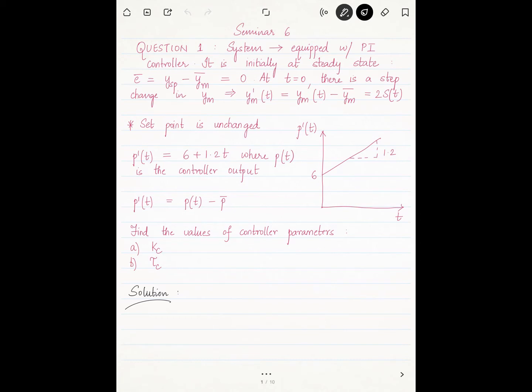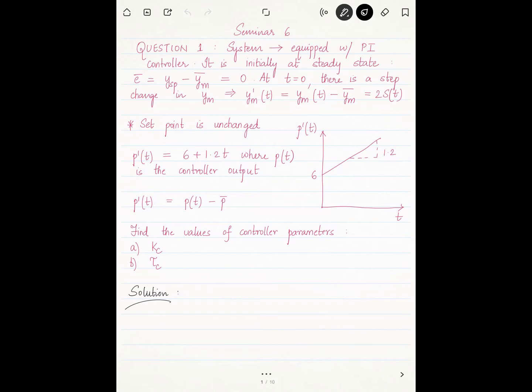Let us start with question 1 of seminar 6. In this question, we are given a system that is equipped with a PI controller, that is a proportional integral controller. And we are told that the system is initially at steady state and that the error at steady state is equal to 0. And at time t equals 0, there is a step change in the measured variable. And the measured variable corresponds to the output variable y, of course. And we are told that the change in the measured variable is a step change of magnitude 2, as you can see. We are also told that the set point is unchanged. At t equals 0, all that changes is the measured variable.